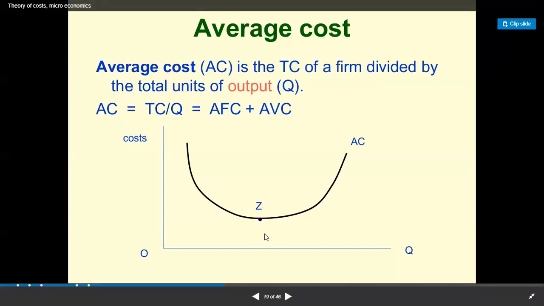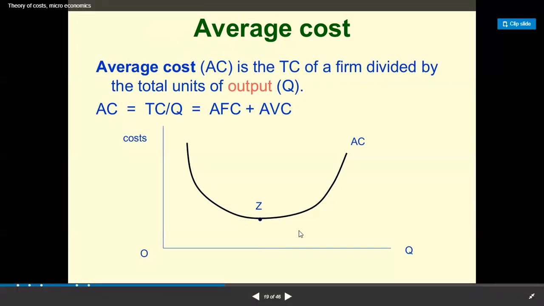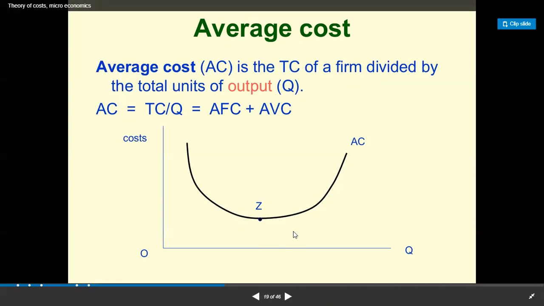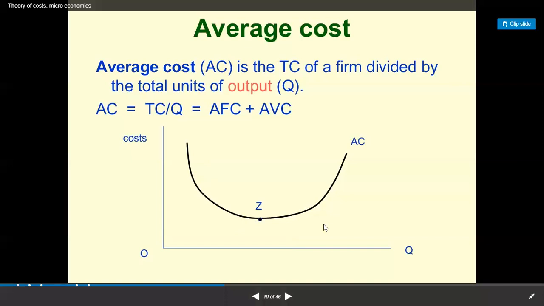Next, from 2 units to 3 units, AFC continues to fall, but the AVC remains constant. So the AC falls due to the falling AFC. It reaches the minimum point from there, and between 3 and 4 units, AVC rises. So AC remains constant. Up to the fourth unit, we can just assume that here there are units.